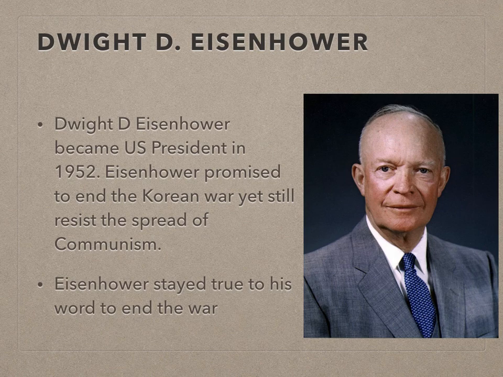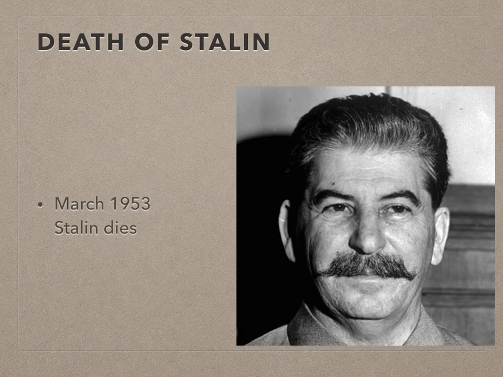Dwight D. Eisenhower, one of the heroes of World War II, became US president in 1952, and he had promised to end the Korean War, but still to resist the spread of communism. He was elected, and he stayed true to his word to end the war. One of the big things that allowed this to happen was that in March of 1953, Stalin died, and the US felt that they could get a better deal now that Stalin was gone, and they felt that the Soviet Union mightn't be in as good a place to negotiate.